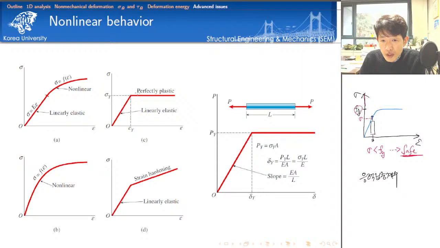And how about nonlinear behavior? Although we are talking about linear elasticity, in nature there exists plasticity. For example, if you consider reinforcing steel, its behavior can be modeled by elasticity and plasticity, isn't it? So this kind of smooth curve can be approximated by a bilinear curve: an initial linear elastic branch and then a strain hardening branch. And in the extreme case, we can consider linear elastic and perfectly plastic behavior.